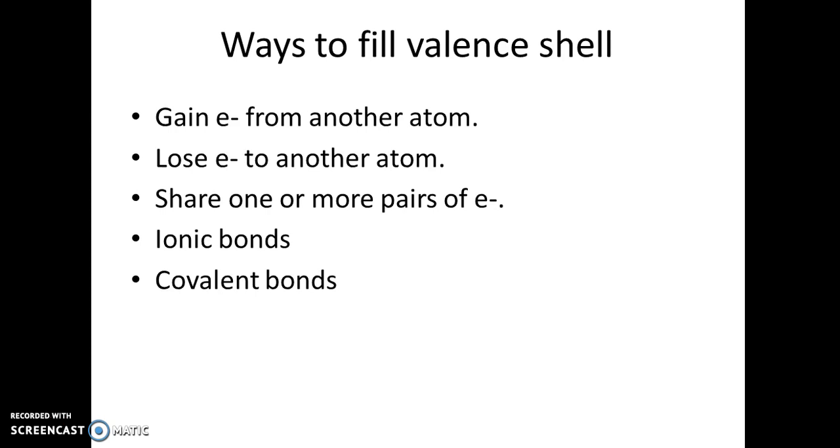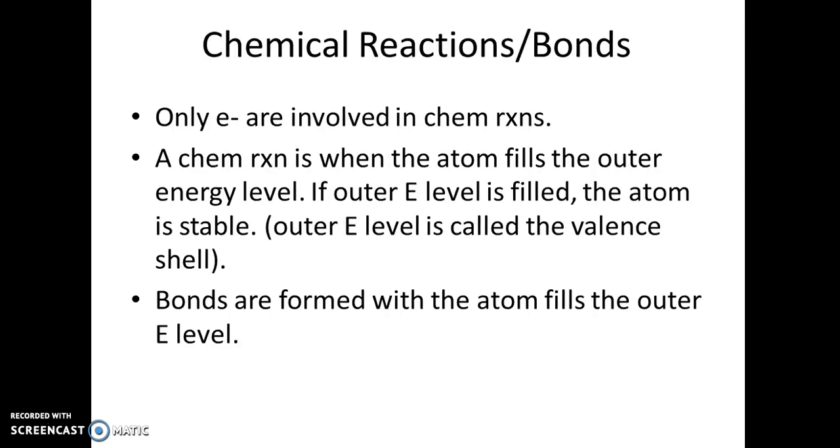Now, these are called bonds. So the ionic bonds, you gain electrons or lose electrons to other atoms. Covalent bonds are kind of like the Barney method, and they share electrons with each other. So chemical reactions occur and bonds are formed.